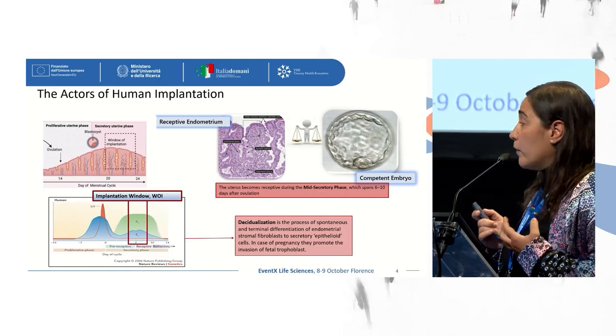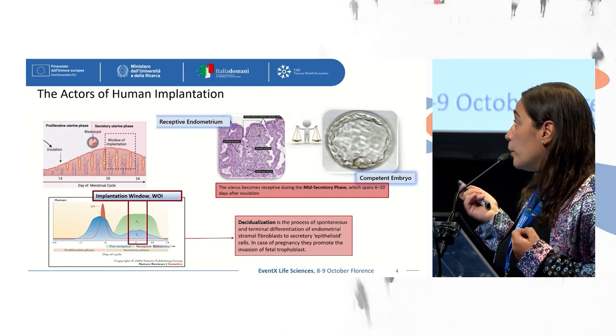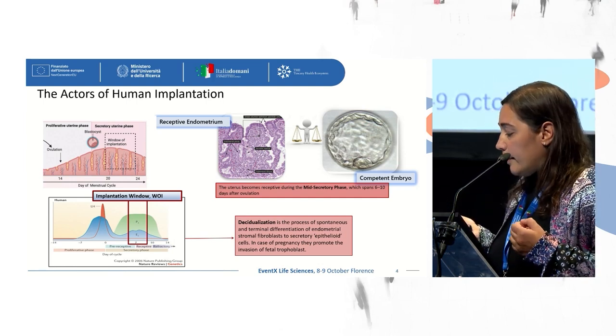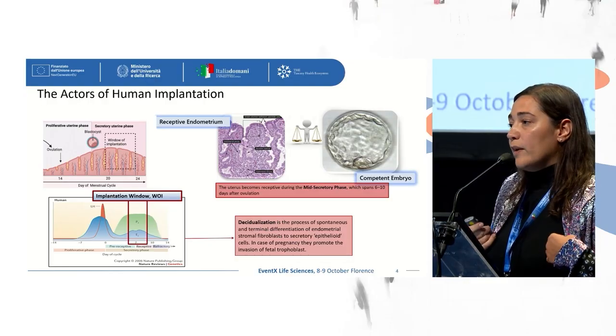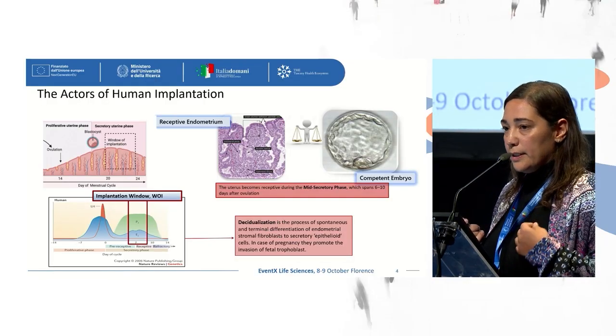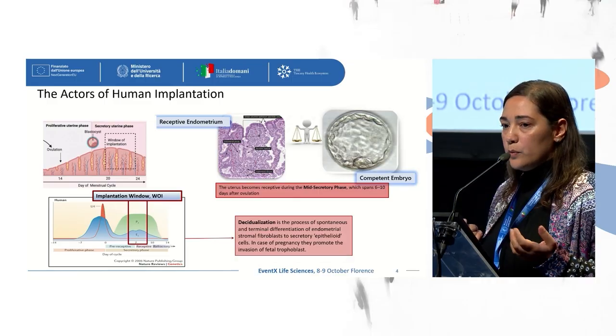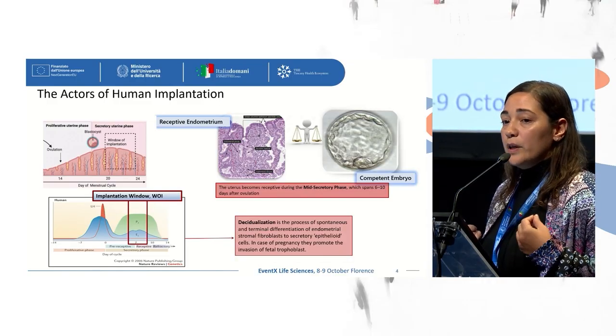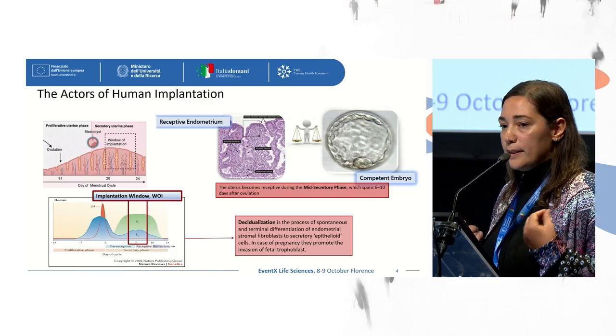In this window of implantation, the two main actors are the progesterone and the estrogen. During this period, we have also a remodeling of the endometrium and a lot of changing happening, like the decidualization, where we have the stromal cells that can differentiate into epithelioid secretory cells.